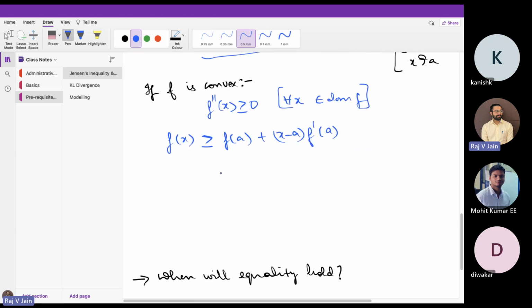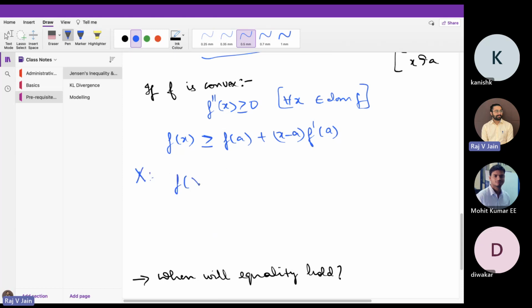Now let's see how we can move forward. Let's say x is, for example, a random variable. So now if x is a random variable, I will call it capital X, a random variable.